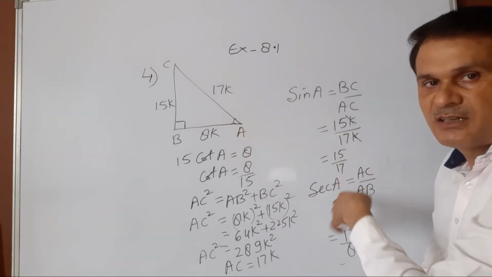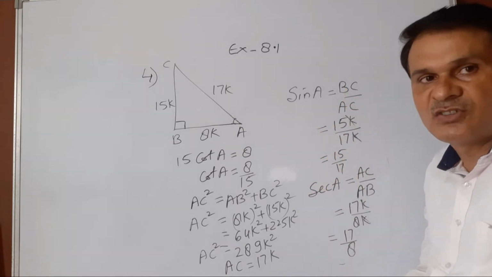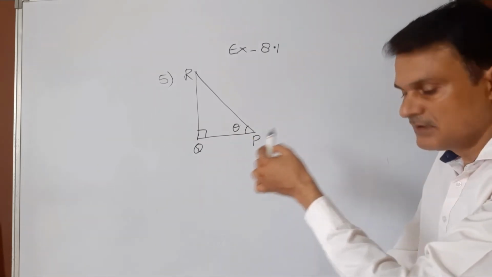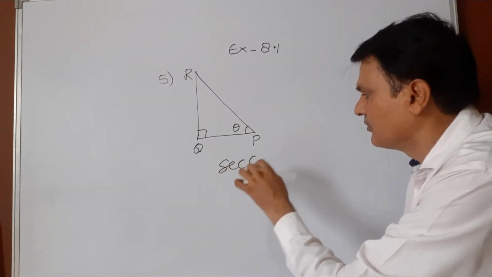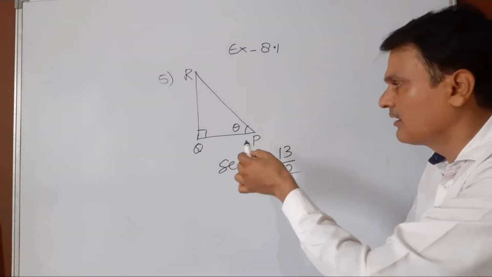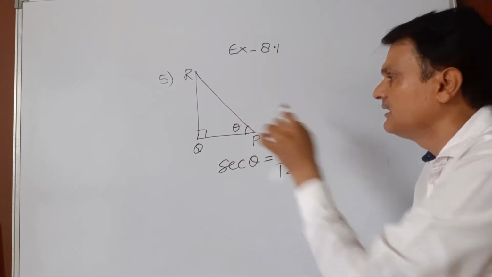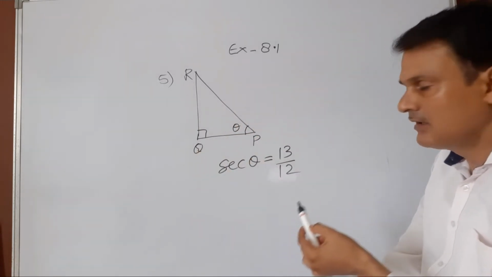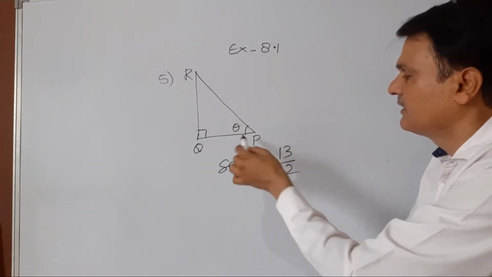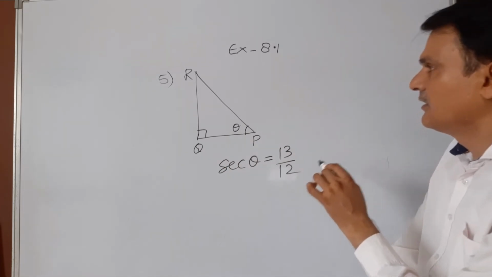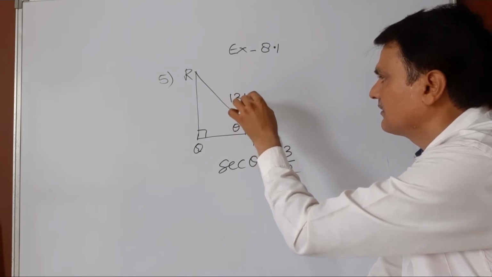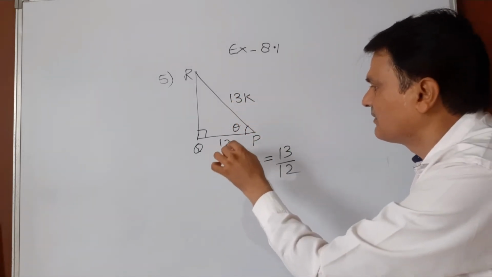In this way we can get the answer of sine A and cos A for this question. In question number 5, it is given that sec theta equals 13 upon 12. Now we take a triangle PQR in which angle P is theta, angle Q is 90 degrees, and sec theta, the ratio of hypotenuse to the side next to theta, is given. So we let PR as 13K and PQ as 12K.